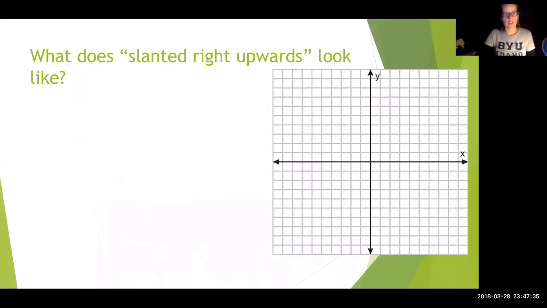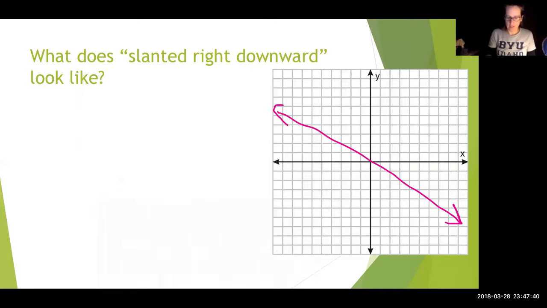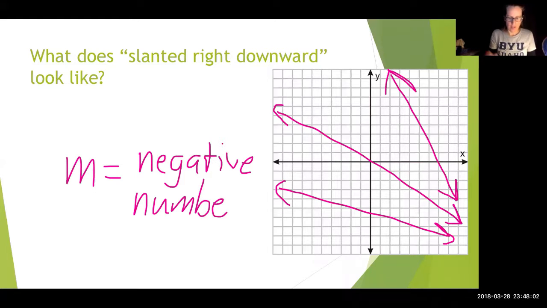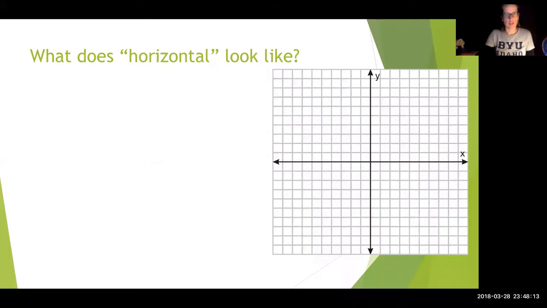Slanted right downward is going to look something like this, or like this, or like that. Whoa, that one went up. Undo. There we go. Or like this. Those are all going downward, and then our slope is going to be a negative number for slanted right downward. So make sure you recognize what slanted right downward and slanted right upward mean.